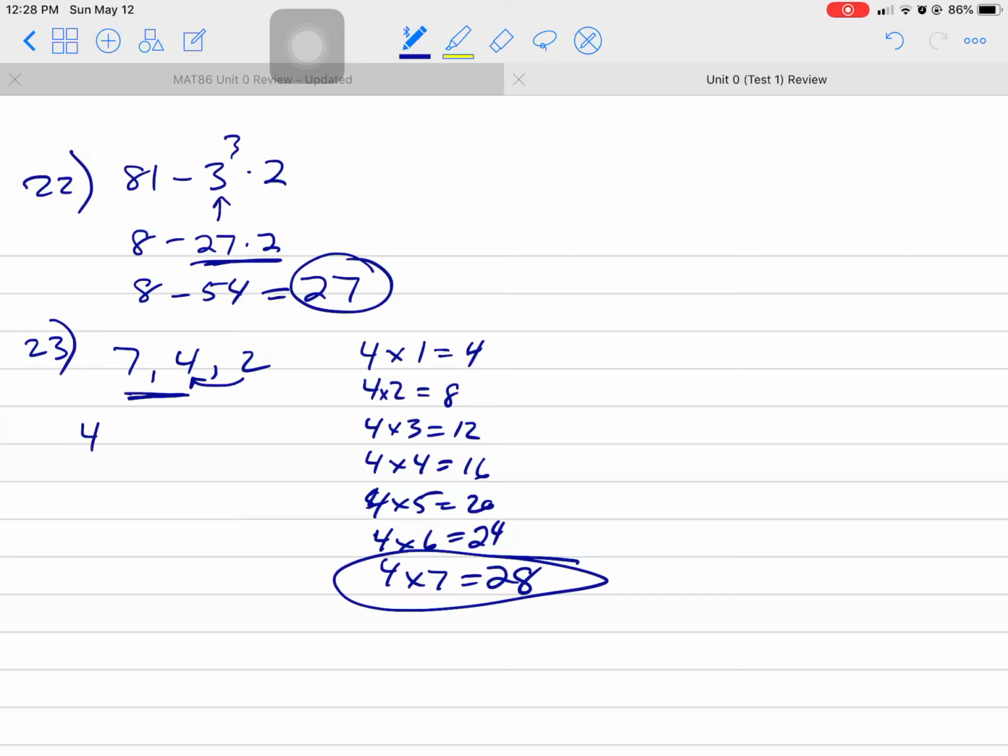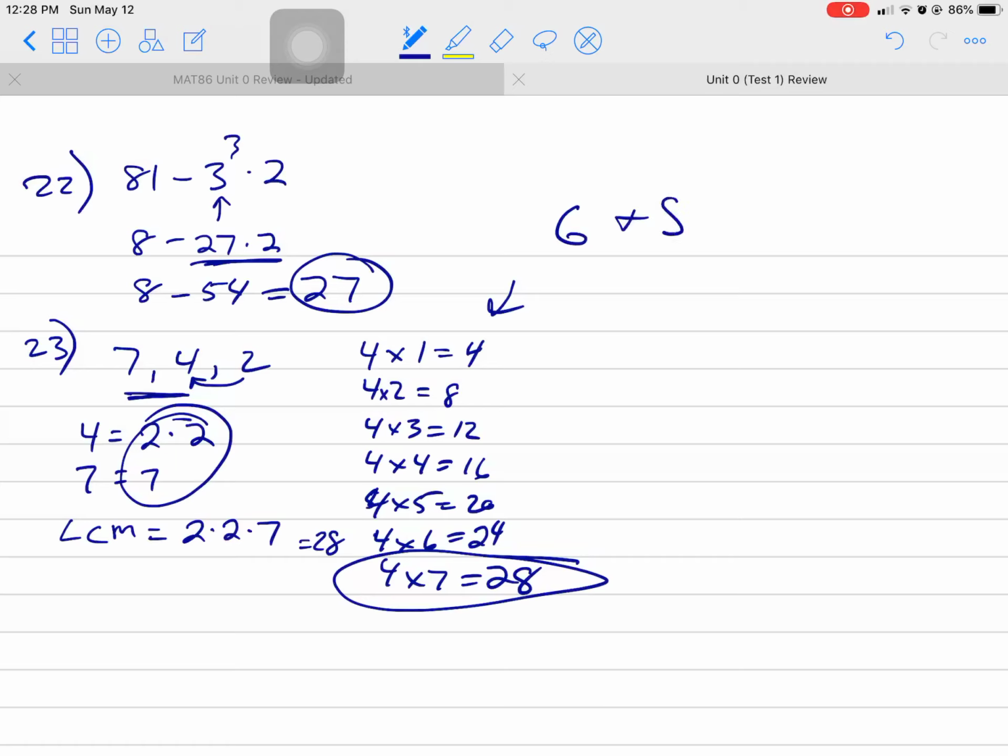The other method says take each of them and prime factor them. Notice that they have no common factors. So that means your least common multiple is all of them multiplied together, which is the 28. Okay, so this method works.